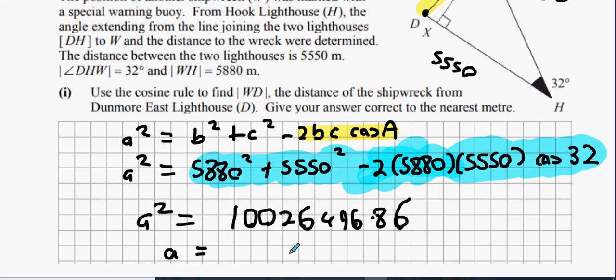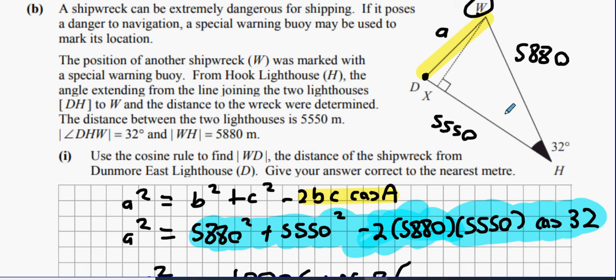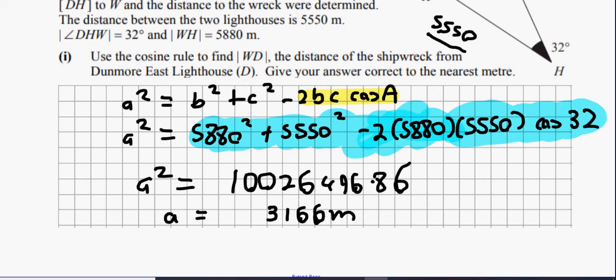Now, is this going to be the biggest side or the smallest side in the triangle? Why? It's opposite to 32 degrees. Being opposite 32 degrees makes it quite small. So your answer has to be below 5,550. Does our answer meet this description?